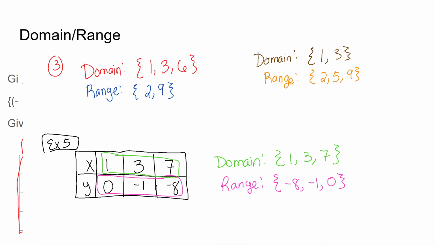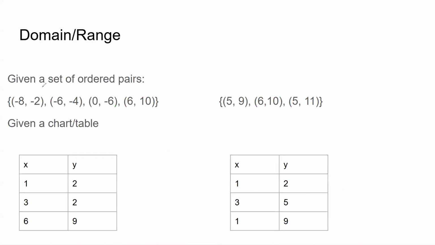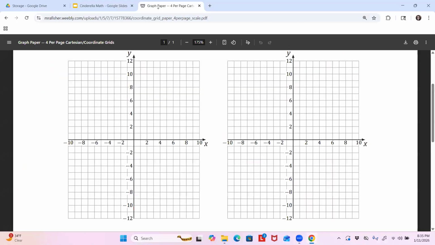All right. So those, we now know how to find domain and range if they give us a chart or table, and if they just give us a list of ordered pairs. I need to switch my slide here and go to some graph paper, because what if they give us a graph?